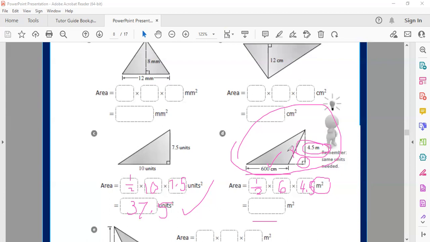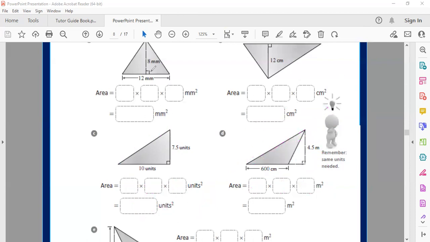But darlings, what are we finding? We are finding area. We are not finding the side of this. That's what Pythagoras will help you do. The Pythagoras theorem will help you find how long this is. Am I right? At this point, we are finding the area of a triangle. Understand? Okay? Clear. Don't confuse my little ones here.